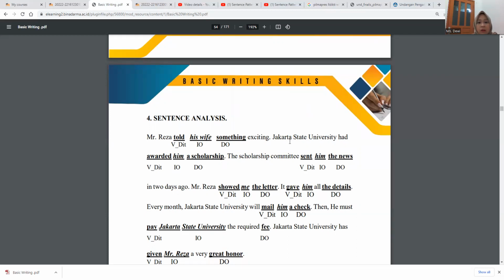Okay, Jakarta State University had awarded him a scholarship. Jadi him ini sebagai indirect object dan scholarship sebagai direct object. The scholarship committee sent him the news. Him is indirect object and the news is direct object, 2 days ago. Mr. Reza showed me the letter. Me is indirect object and the letter is direct object. It gave him all the details. Him is indirect object and direct object is the details. So remember that IO usually comes first before the direct object.